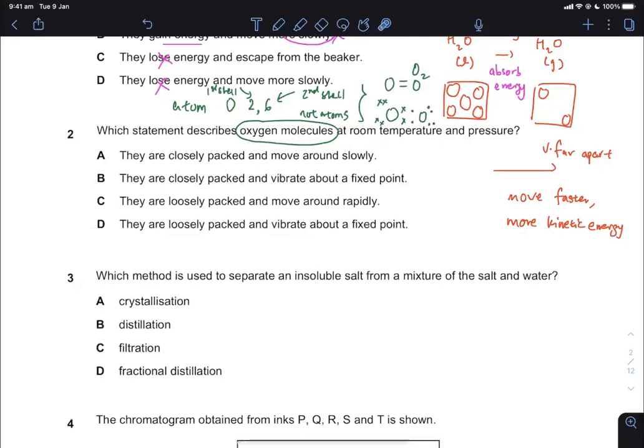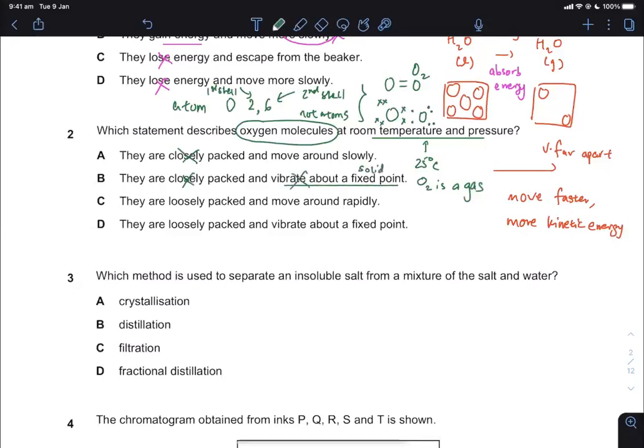Now at room temperature and pressure, room temperature is 25 degrees Celsius, O2 is a gas. So it's asking you, what does a gas look like? Do you know oxygen is a gas at 25 degrees Celsius? You are breathing in oxygen at the moment as you are doing respiration. So closely packed is definitely wrong because gas particles are not closely packed at all. They do not vibrate about a fixed point because that is for solid.